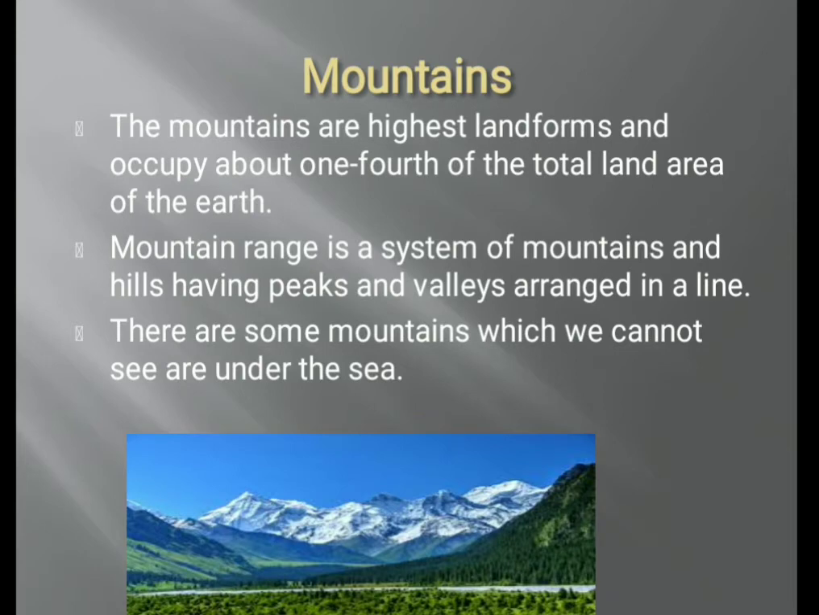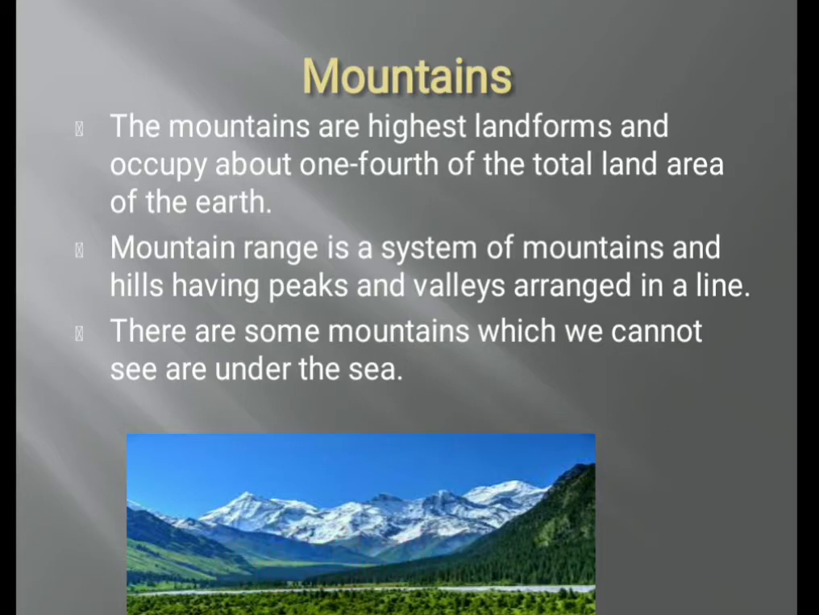Now, here you can see the picture of the mountains in a range. So, the mountains are the highest landforms and occupy about 1/4 of the total land area of the earth. Mountain range is a system of mountains and hills having peaks, as you can see in the given picture also, and valleys arranged in a line. Now, this type of area is known as valley. The area which comes in between the two mountains is known as valley.